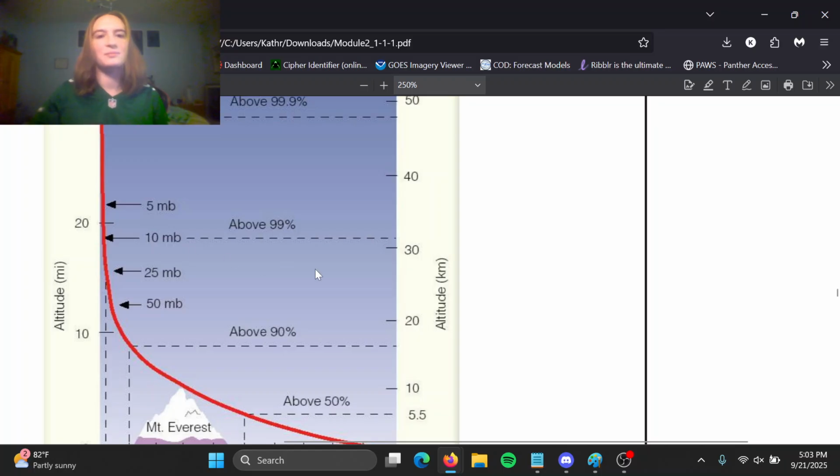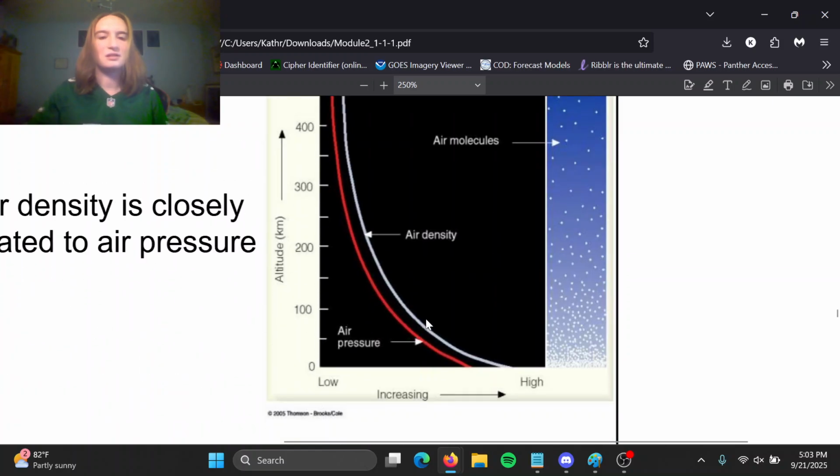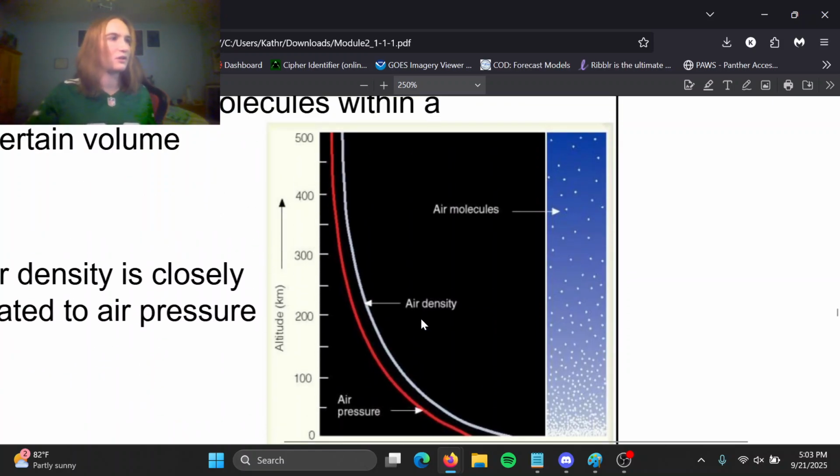So hopefully that helps and makes more sense to you. That decrease in density is really what's causing that decrease in pressure. And that is a direct result of gravity. All right, hopefully that helped.